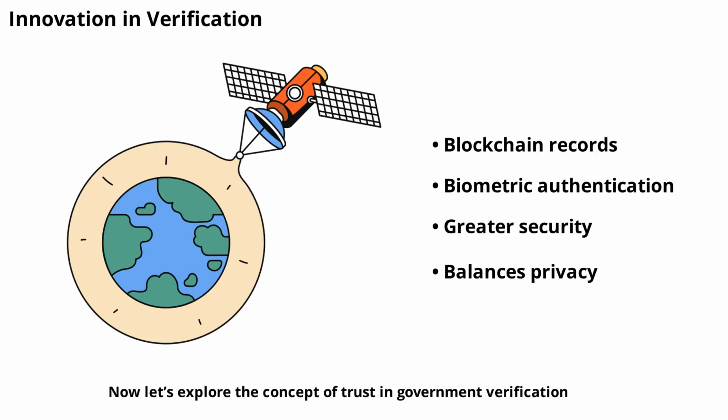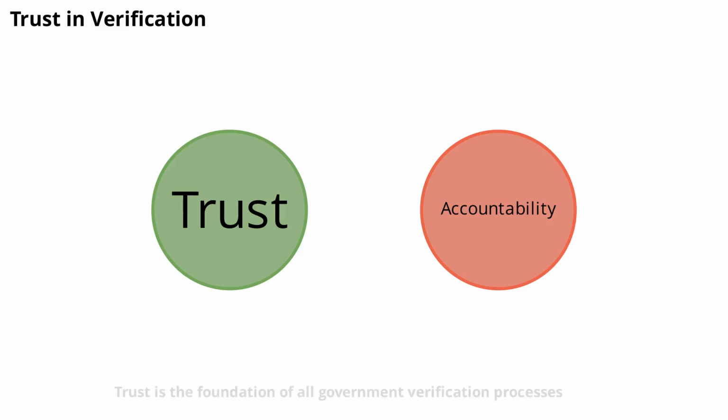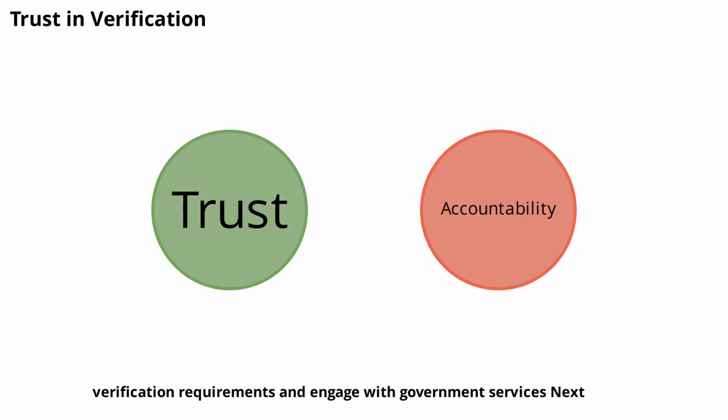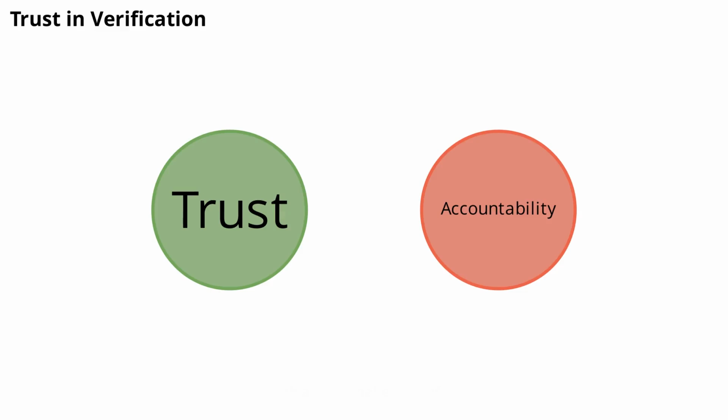Now, let's explore the concept of trust in government verification. Trust is the foundation of all government verification processes. Citizens must believe that their information is handled fairly, securely, and accurately. Building trust requires transparency, accountability, and a commitment to protecting privacy. When people trust the system, they are more likely to comply with verification requirements and engage with government services.